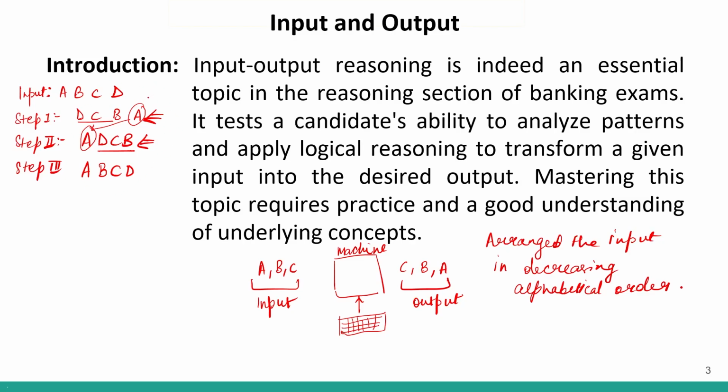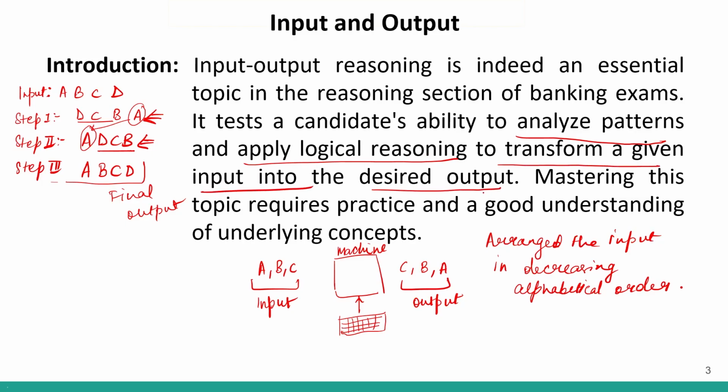So this is your machine input and output. Basically, certain operations are done and then you get a final output. This will be my, let's say, final output. So the machine has performed certain operations in certain steps and then given me the final output. In your examination, the reason why you get these questions is to analyze patterns and apply logical reasoning. You have to transform a given input into the desired output. You will be given a question in which you will see what pattern is being followed. First is to identify that pattern and then follow the same pattern to find the output of the input.